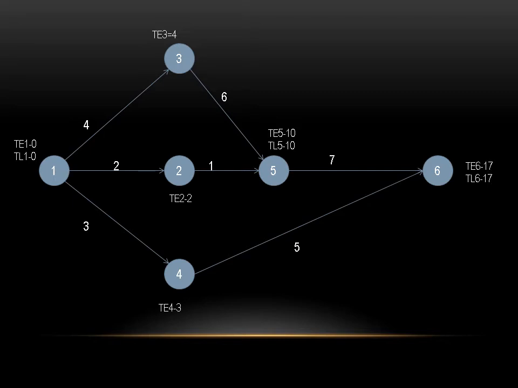So TL6 is 17. You can directly write 17 because the latest finish time would be 17 days. The project cannot be delayed after that. Now, for finding TL at any node, you have to do a backward calculation. You might have seen these arrows.